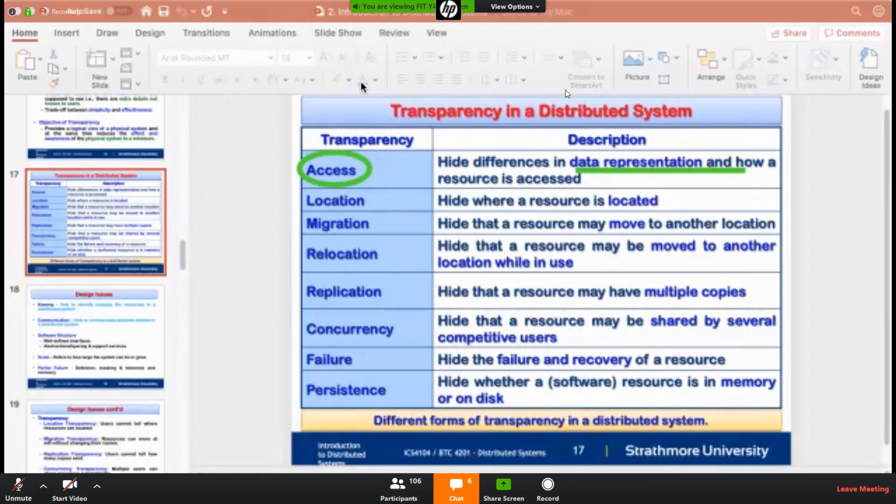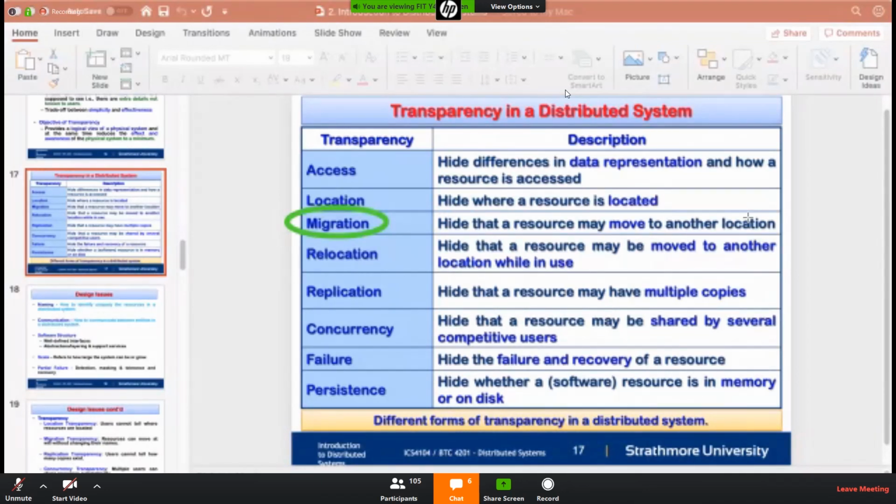The third one is migration. Hide that a resource may move to another location. So today you are using a server. Let me use Fatma, for example, to make it easier. So you have a server in phase one.